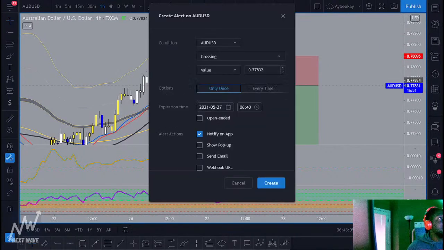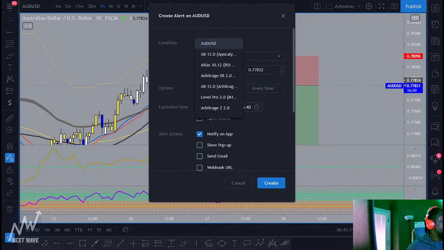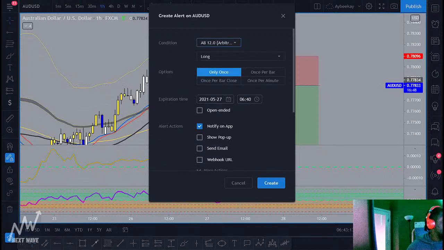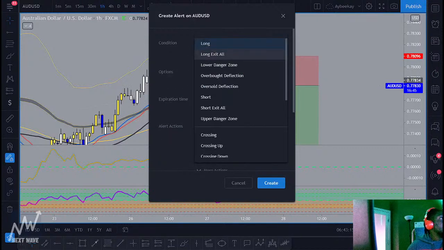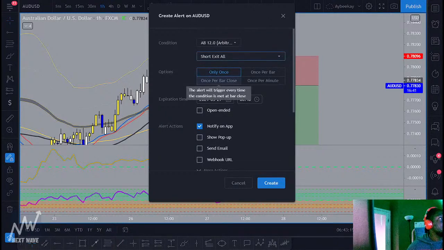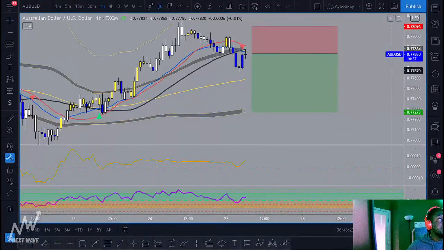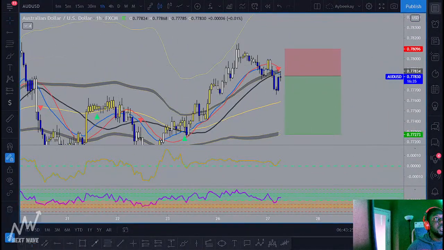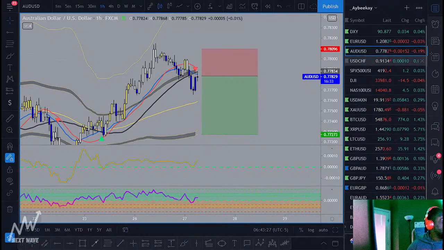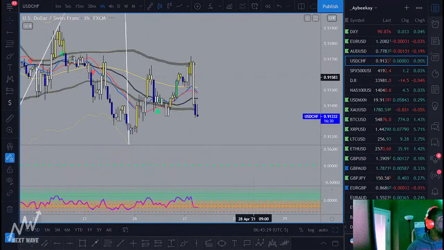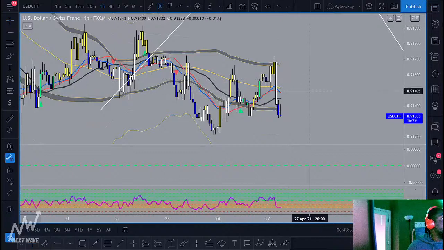I have my alert set, so if it goes off, I will let you guys know. As long as I'm near my phone, I'll let you guys know that, oh, there's the short exit all. You guys might want to look to get out of the trade. Of course, that would be something you would want to watch for, right? So that's AU.